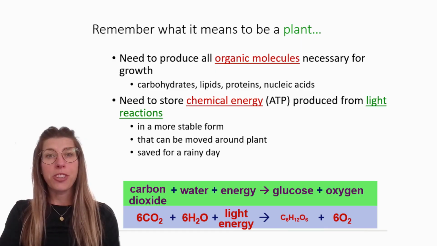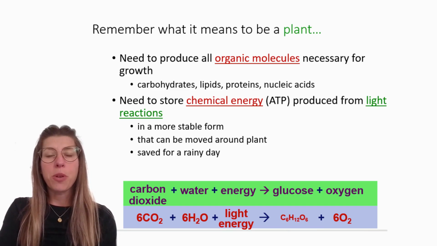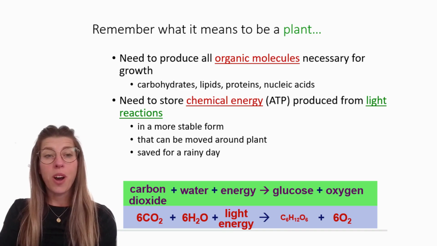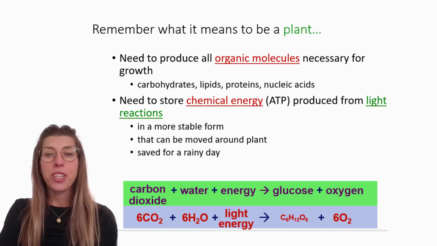So let's put ourselves in the mindset of a plant. So we need to produce all of our organic molecules necessary for growth. We need to produce our carbohydrates, our lipids, our proteins, our nucleic acids. We're not heterotrophic organisms. We can't just go to the fridge, open it up, and have an array of nutrients in front of us. We have to do it all ourselves.